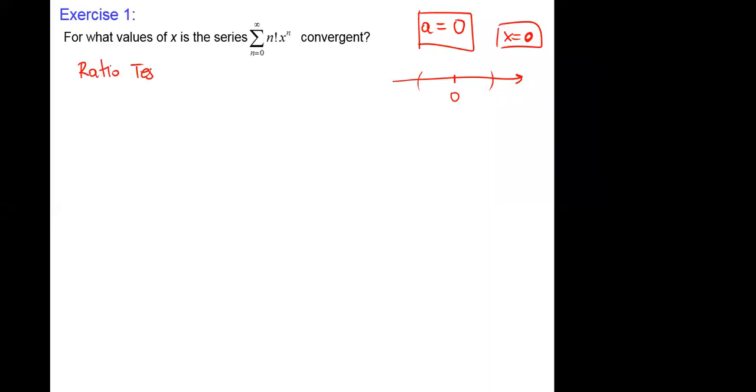Ratio test. And we remember, it's just the limit at infinity of a sub n plus 1 over a sub n, absolute value. And now the absolute value is extremely important because I do have x, okay? And x could be any number. That means we have to keep it, unless we know that all of the terms are positive. Okay. That means a sub n plus 1 will be n plus 1 factorial, x to the power of n plus 1, which is this.